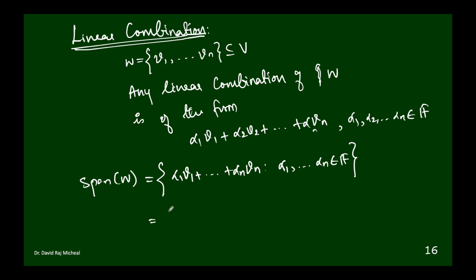In fact, this is nothing but the set of all linear combinations of W. So this is called the span of W. Now one can verify that the span of W is always a vector space. For the same reason, I can prove that the span of W is always a subset of V and also a subspace of V.